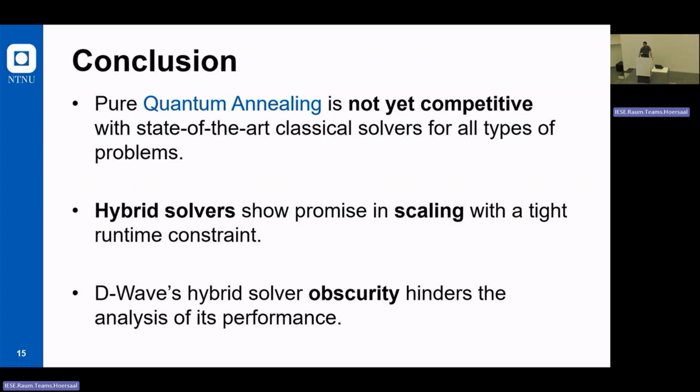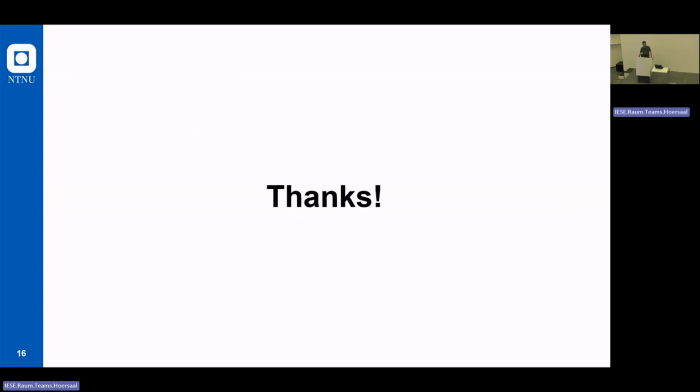Another thing is that the hybrid solvers show promise when we scale them to large complexities and when the time limit is very short and very tight compared to classical solvers such as Gurobi. And the final thing is that, as we have been discussing, the obscurity of this hybrid solver makes it a bit difficult to analyze what's going on inside and to analyze its performance. So that's all from my side. If you have any questions, I'm happy to answer them.